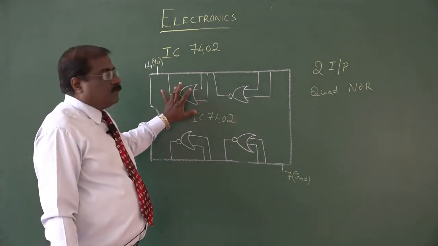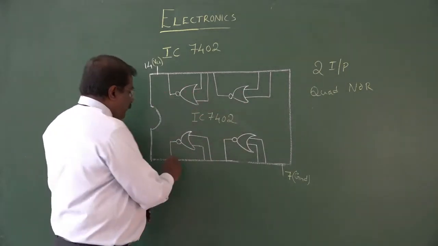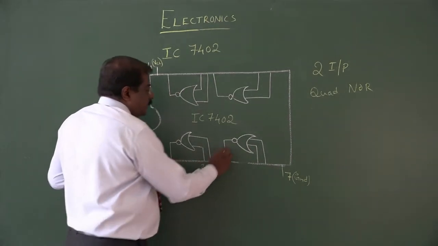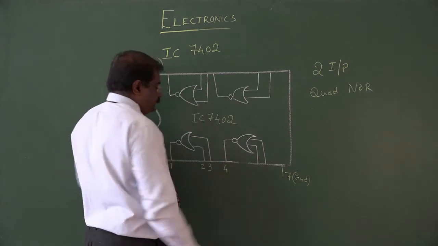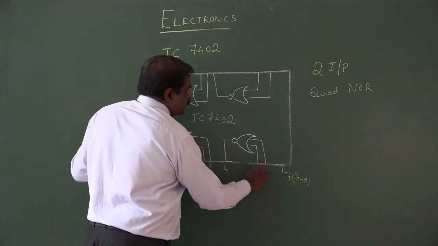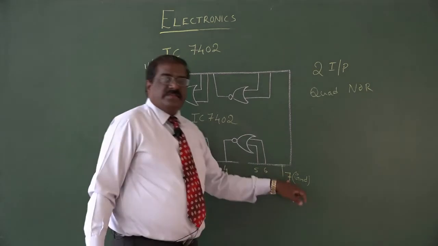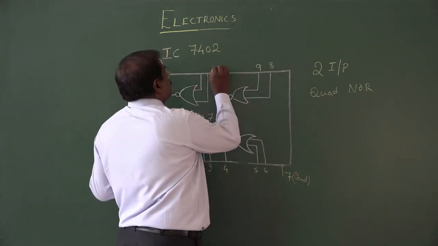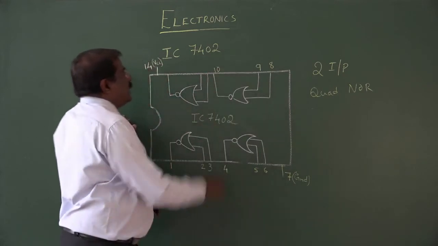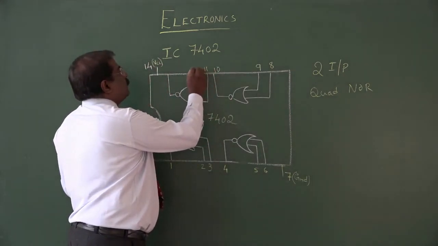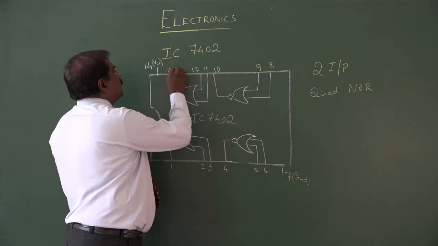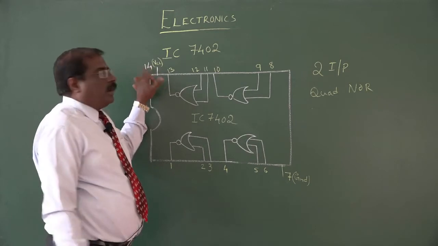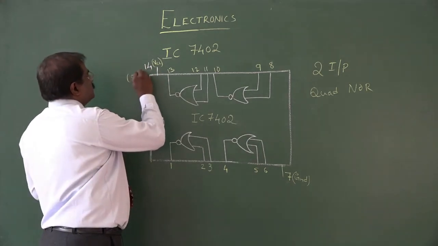This is also a 14 pin IC. Pin number 1 will be the output, pin number 2, 3 input. Here 4 will be the output, 5, 6 is the input, 7 is the ground, 8 will be the input, 8 and 9, 10 will be the output, 11 input, 12 input, 13 output, 14 is the plus VCC, or we should connect to 5 volts.